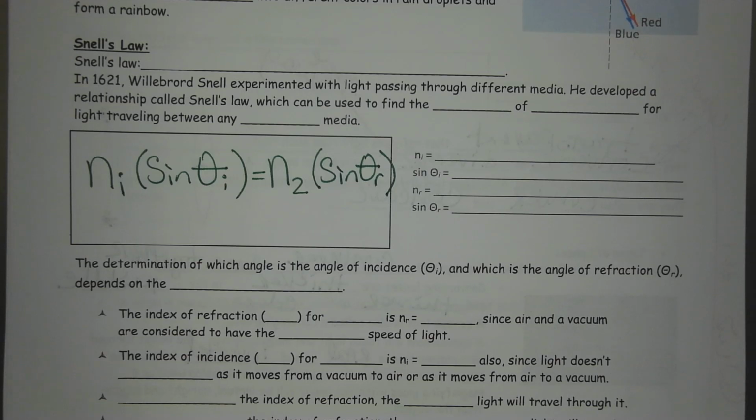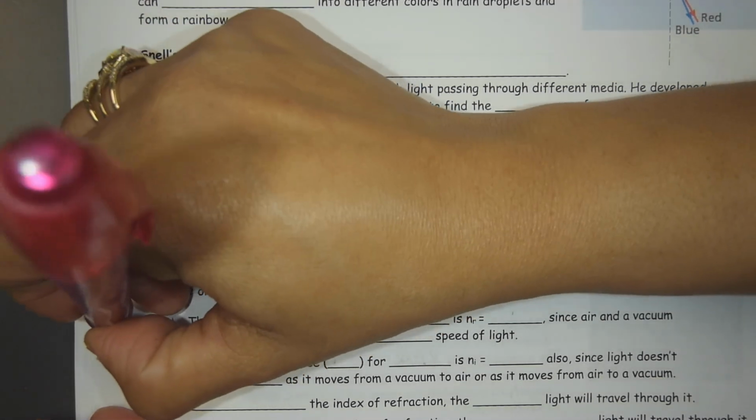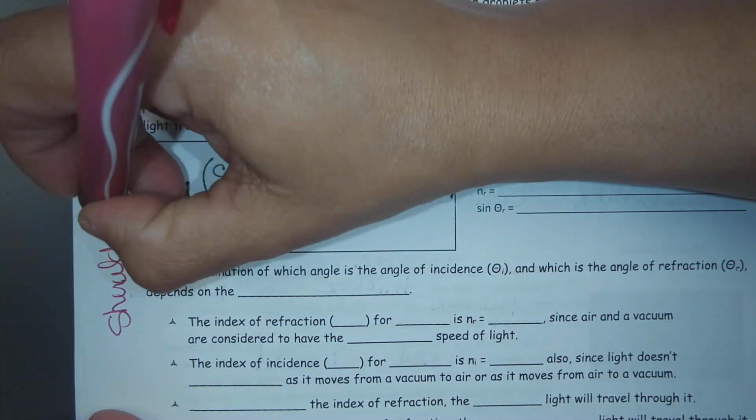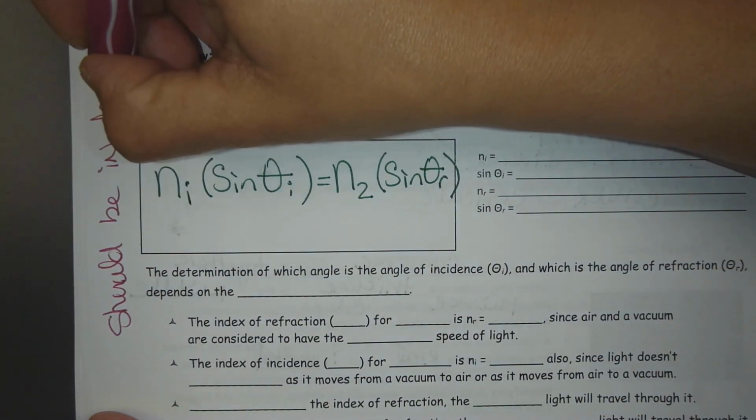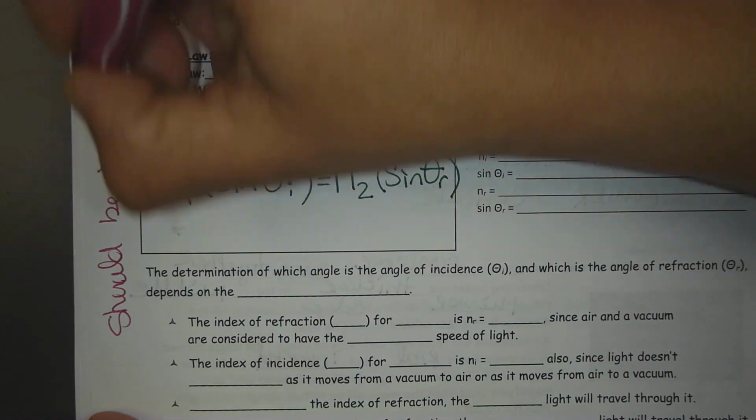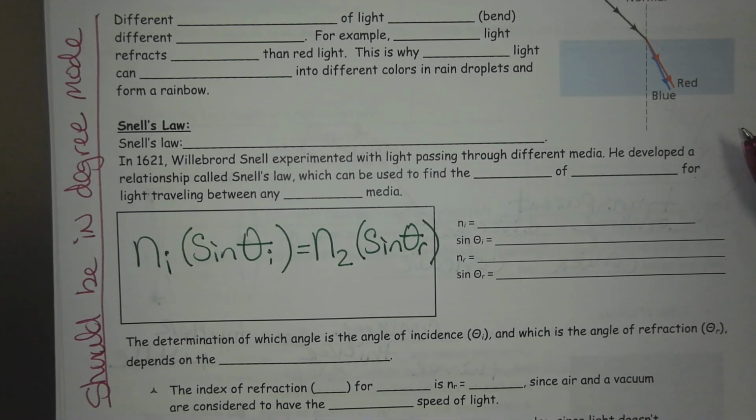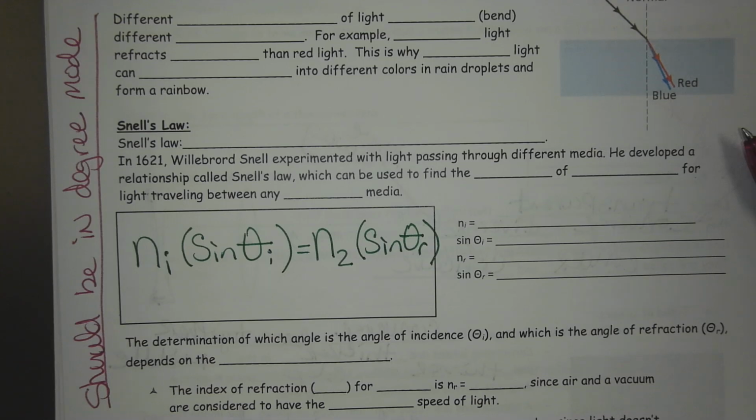NI times the sine, oh my goodness, are you serious? We're going to go back to a sine? Well, it's sine, not cosine, not tan. And I'm going to write myself a note right here. I should be in degree mode. I must. I have to. I use the word should, but again, you do you. It has to be in degree mode if you want the correct answer. Let me say that. Because we're actually using the sine of the actual theta.